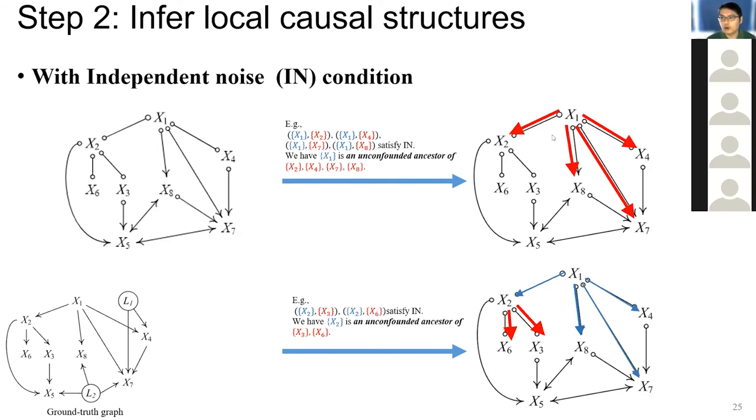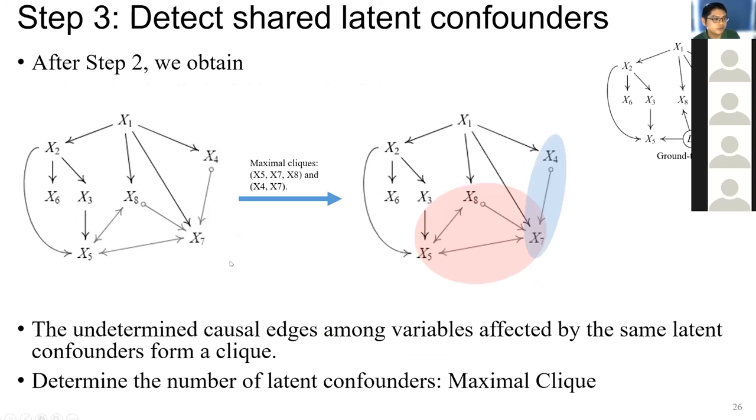That is, we will find X1 is the parent of X2, X8, X7, and X4. Similarly, we will find X2 is the parent of X6 and X3 using the independent noise condition. After step two, the causal structure we got is shown on the left. Part of them have already been oriented.